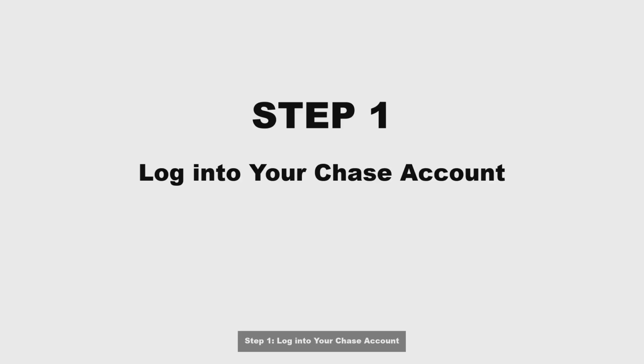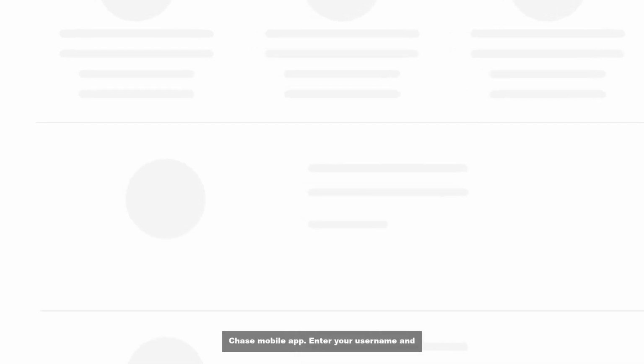If you're looking to stop recurring charges on your Chase bank account, this guide will walk you through the necessary steps to manage and cancel those payments effectively. Step 1. Log into your Chase account. Visit the Chase Bank website or open the Chase mobile app. Enter your username and password to access your account.